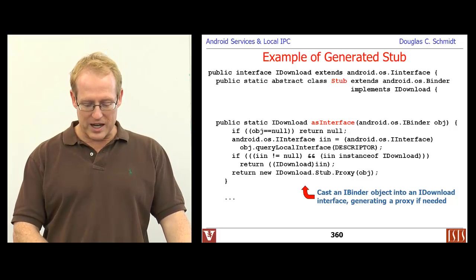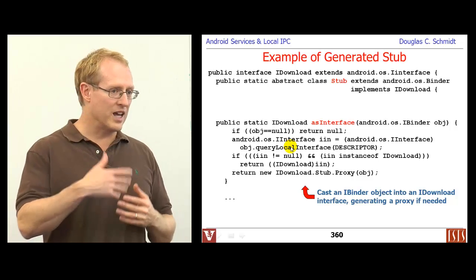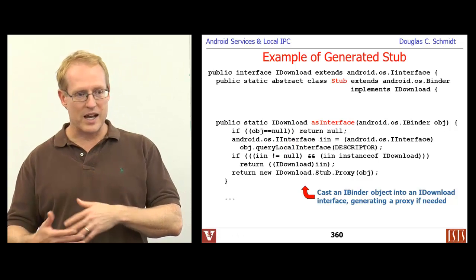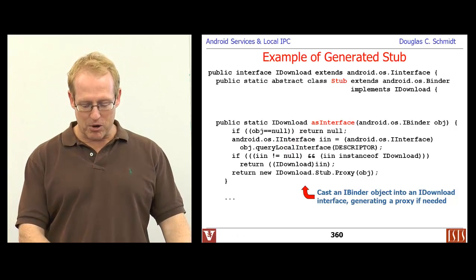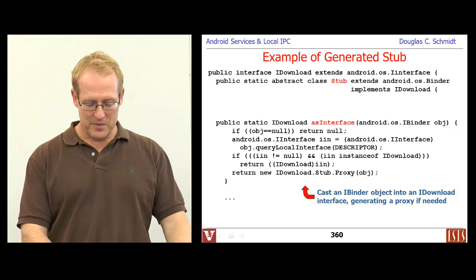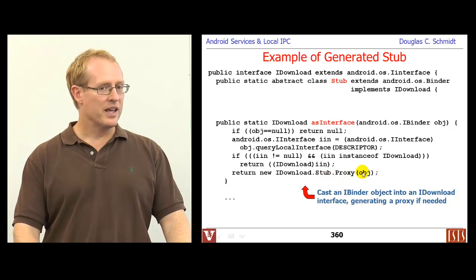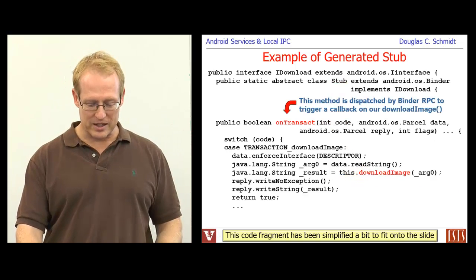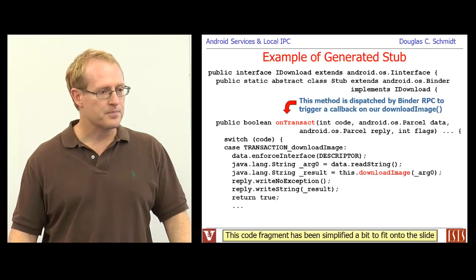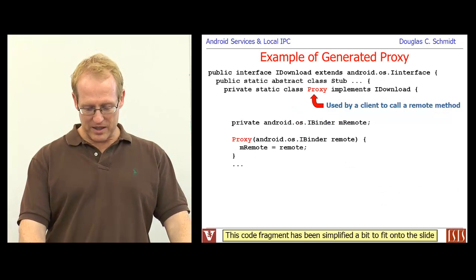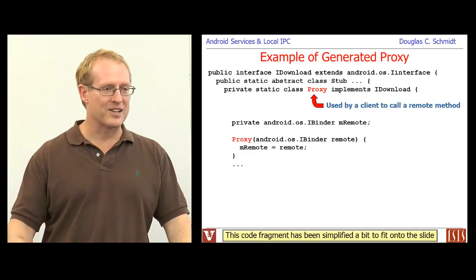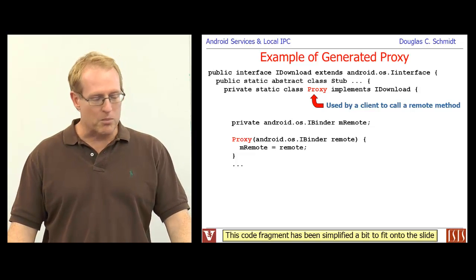And you can see it's got a bunch of gobbledygook code here where it's trying to check to see whether we need to have a proxy made or whether we're the server side, whatnot. And if we need a proxy, which we're going to in this case, it goes ahead and says new IDownload.Stub.Proxy obj. And that creates a proxy, and we'll look at the proxy on the next page. Well, two pages from now. In fact, I'll tell you what, let's go look at the proxy real quick, and I'll come back and talk about the other stuff. So here's what the proxy looks like.